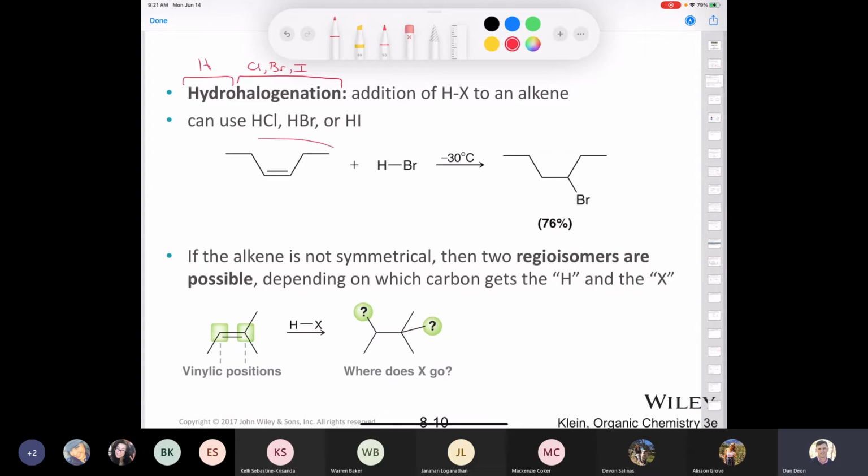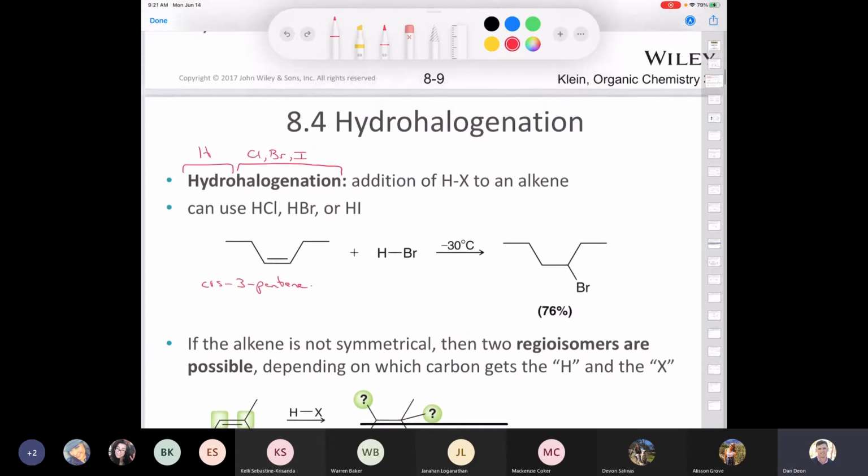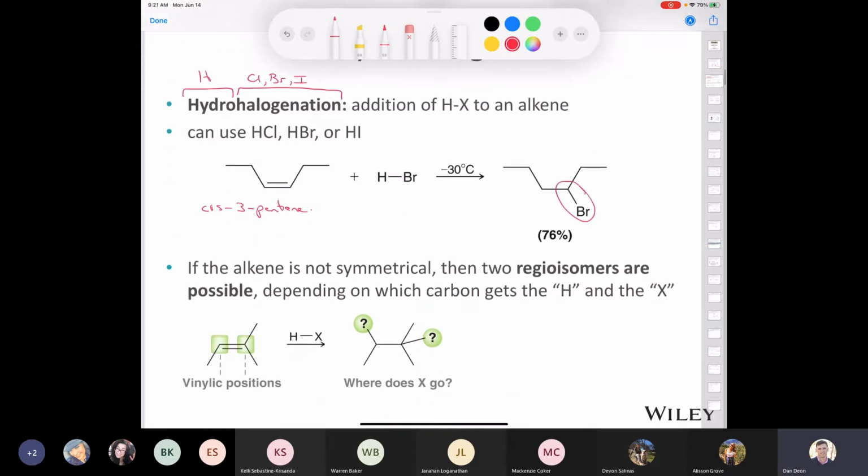Anyhow, let's say we have this alkene here. So this would be what? Cis-3-pentene. You take that molecule, just regular old cis-3-pentene. You buy it from a chemical supplier, and you add hydrobromic acid to it at minus 30 degrees Celsius. Well, what you get is addition of the hydrogen and the halogen to the double bond, right? You have the halogen added to one of the carbons.